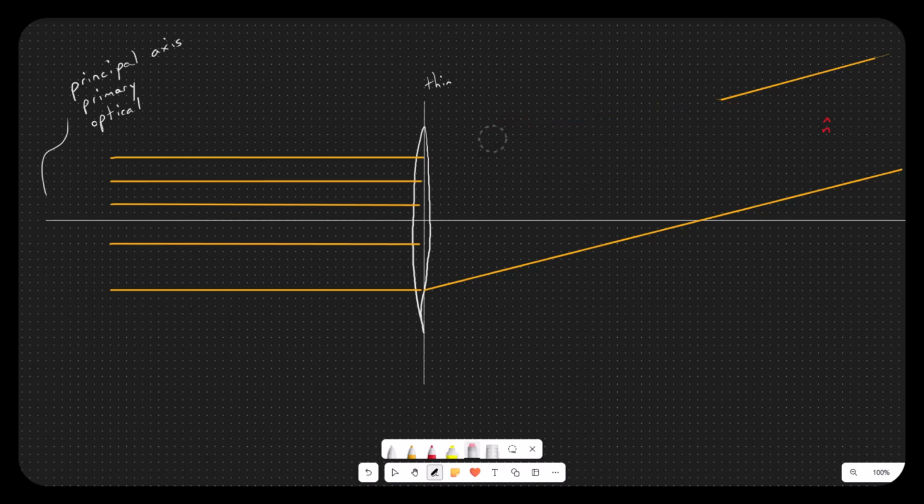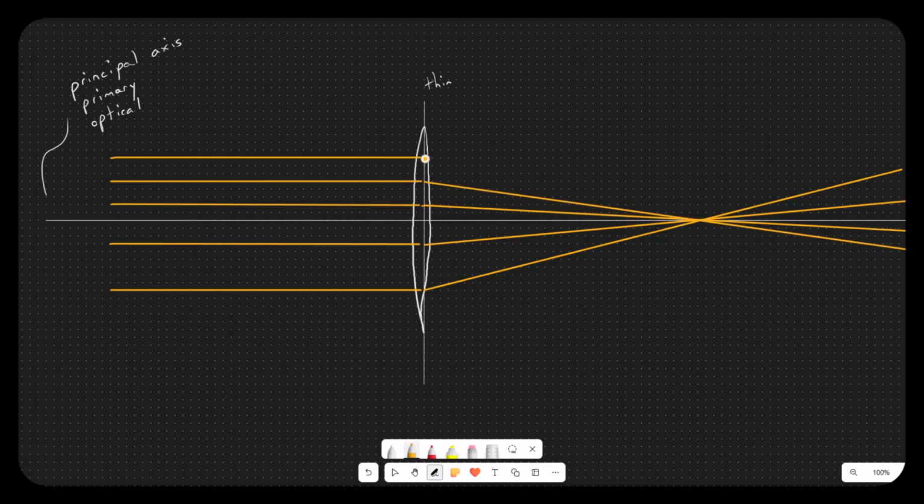So now let's see what happens with all these others. That's that ray. This ray is going to bend. This ray is going to bend. This one and this one. All my light rays bend. And what happens is these all meet up at a point over here. This point is called the focal point. When I said this was a converger, it's because it's taking these parallel rays and converging them all onto one point.